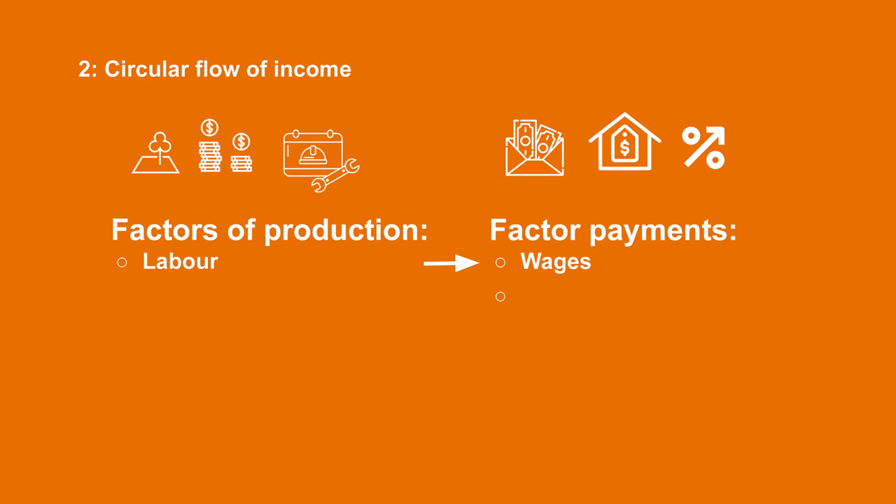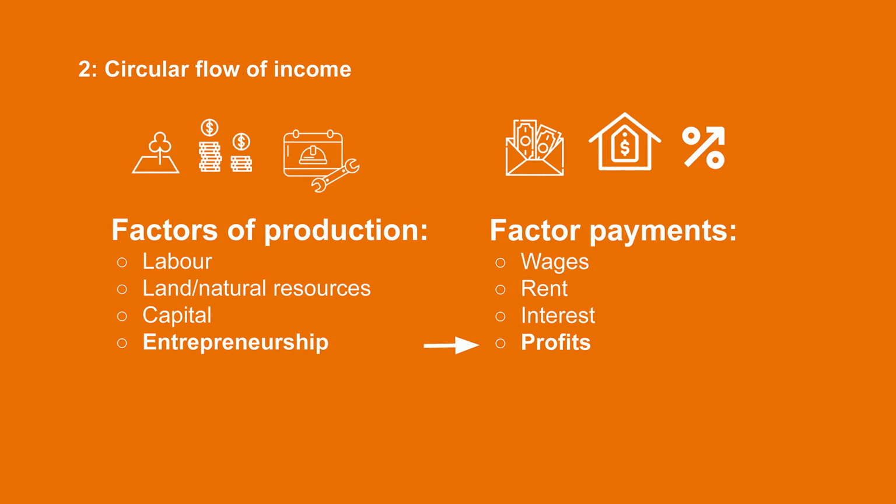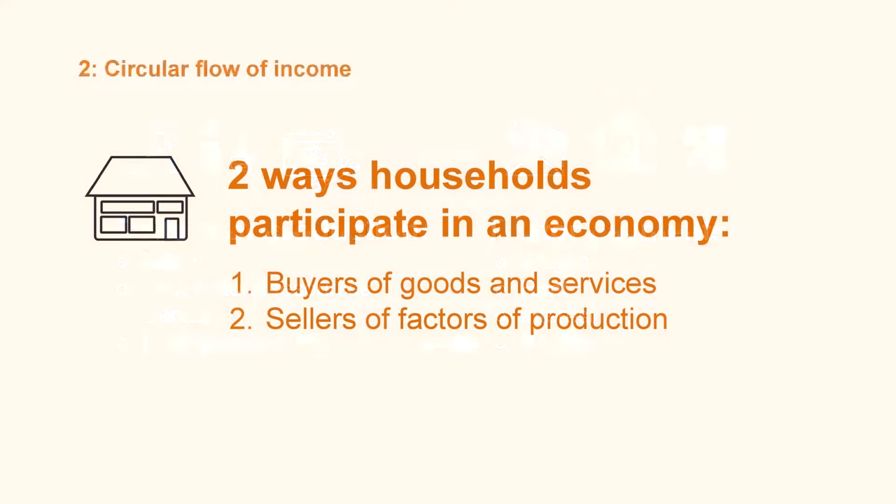Each one of these factors has its own retribution. Labor is retributed in wages, natural resources in rents, capital in interest, and entrepreneurship in profits. Now let's look at the types of economic agents that participate and make decisions in an economy. First of all, we have the households. Each household has two main ways to participate in an economy. The first one consists of their role as consumers of goods and services. Then, they are the owners of the factors of production we just mentioned.